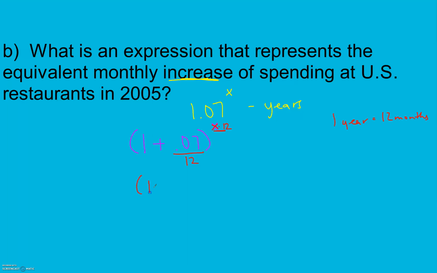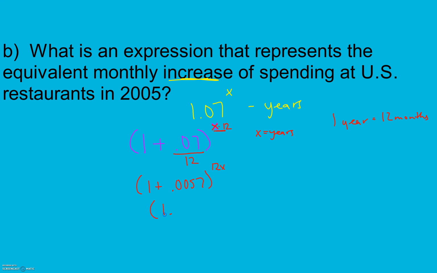So here, 1 plus, when I take 0.07 or 7% divided by 12, I get approximately 0.0057, and I take that to the 12x power. 12 times x here is in years.